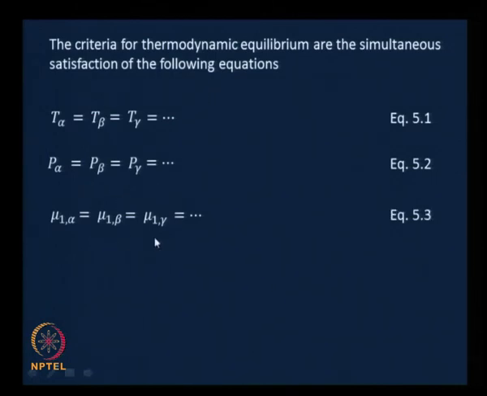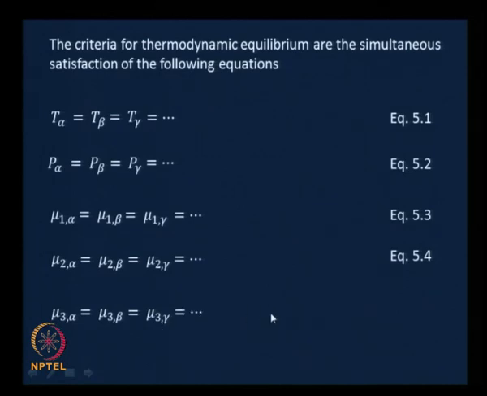The other things are quite easy to see. The chemical potential of the second component must be the same in all the phases. Mu 2 alpha must equal mu 2 beta, must equal mu 2 gamma and so on and so forth. We will call this equation 5.4. Same thing continued. Let me write one more and put dot dot dot later. Mu 3 in the alpha phase must equal mu 3 in the beta phase, must equal mu 3 in the gamma phase, and must be equal to the mu 3 in each of the other phases. We will call this equation 5.5 and so on.